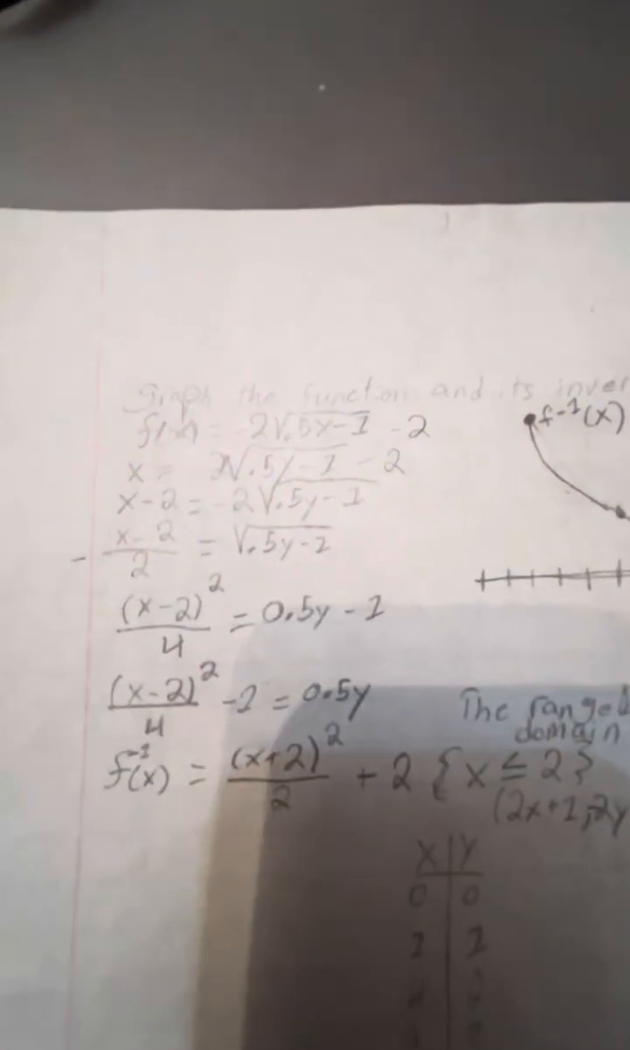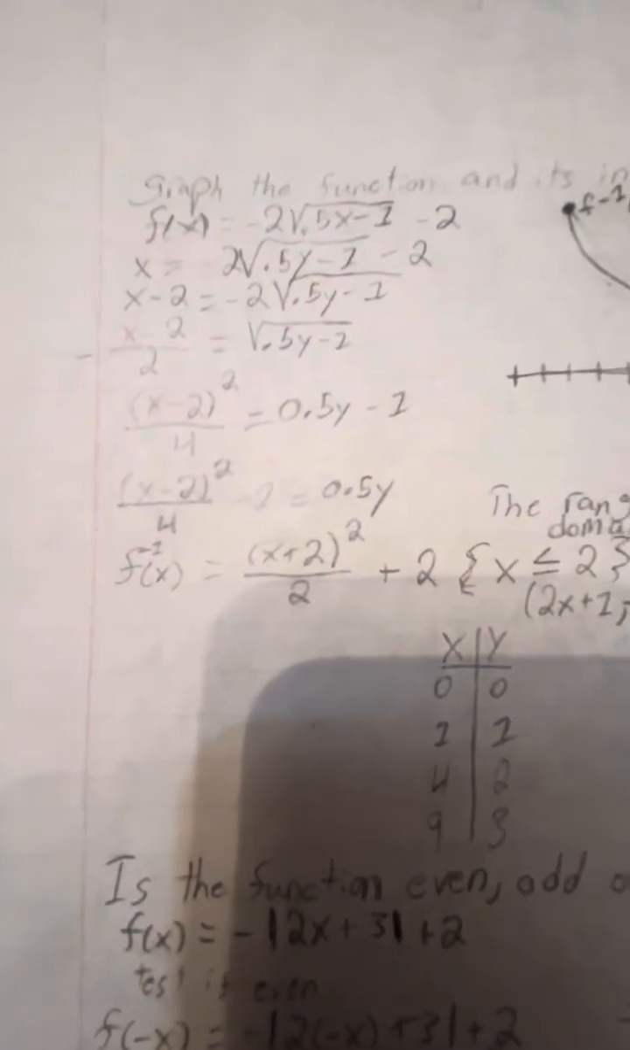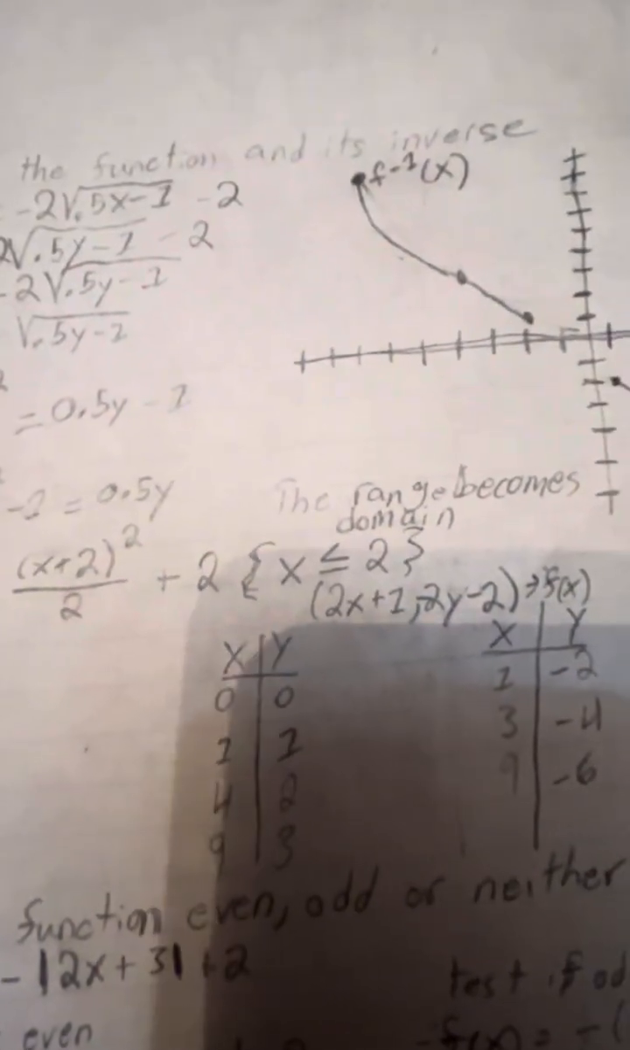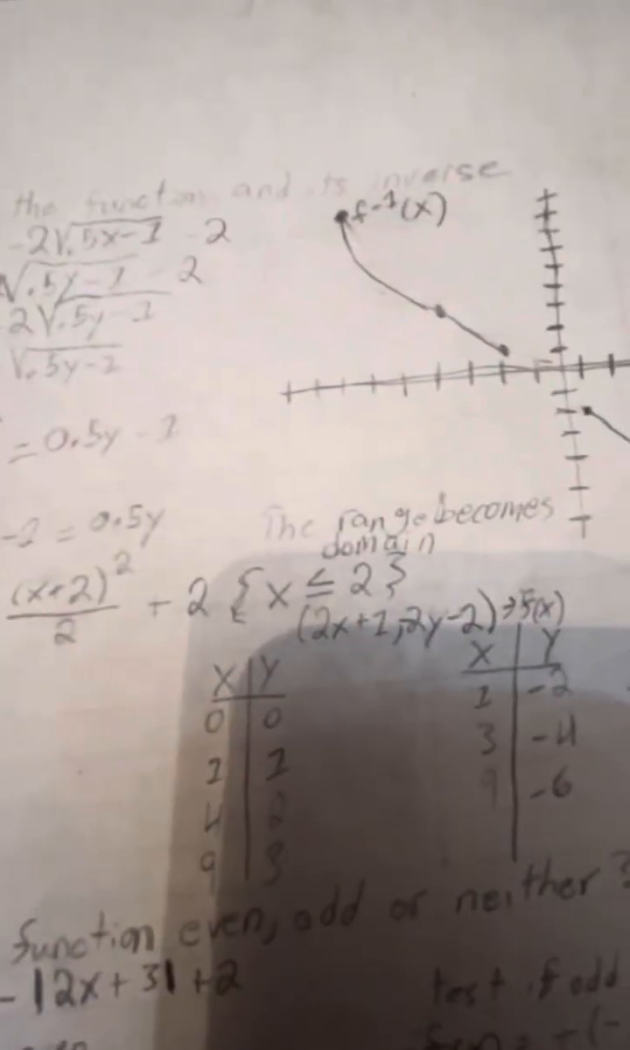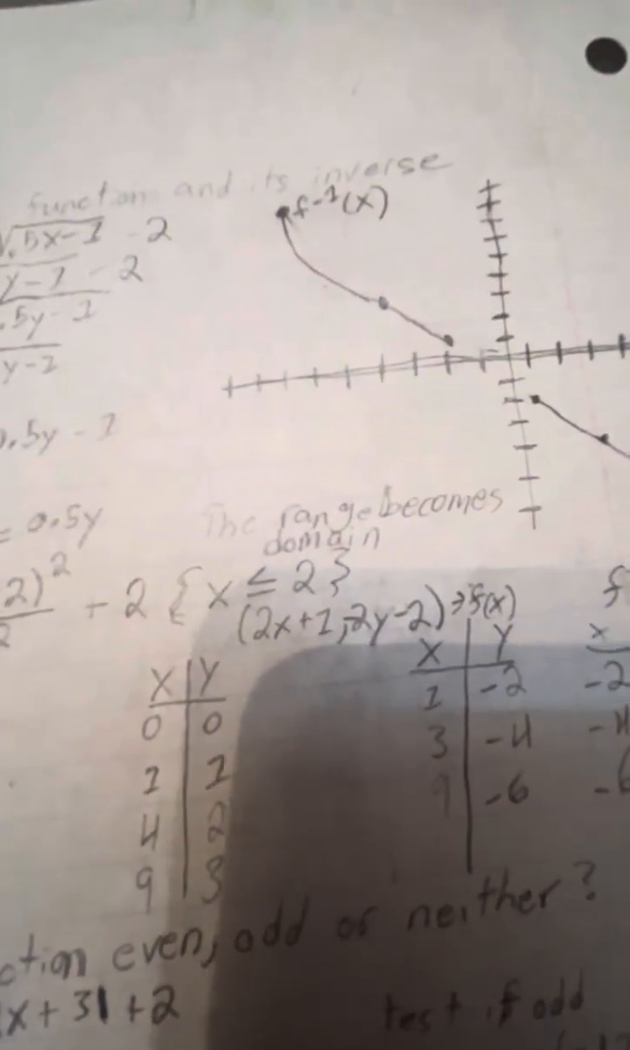So my second question is graph the function and its inverse. And the function is negative 2 square root of 1/2 x minus 1 minus 2. So I started by switching my x's and y's and bringing everything over to the x side by simplifying, which got me (x plus 2) squared over 2 plus 2, with my limitation of x is less than or equal to 2, because that is the range of the function. It becomes the domain of the inverse function.